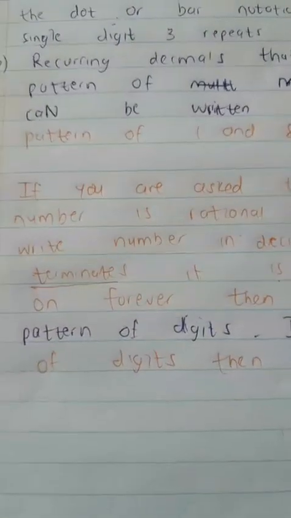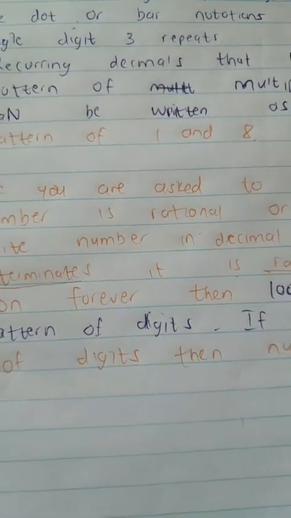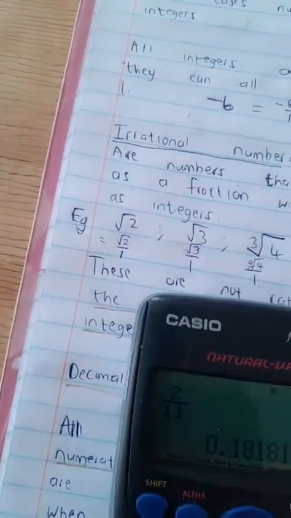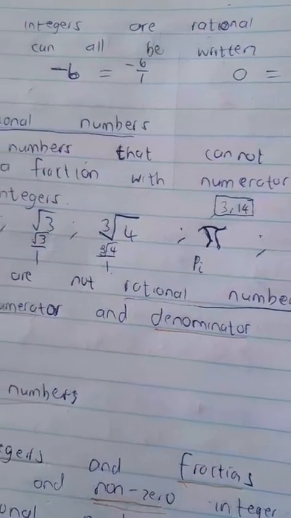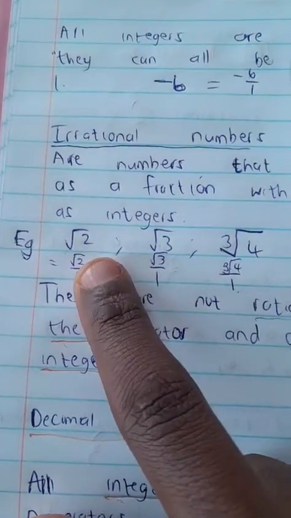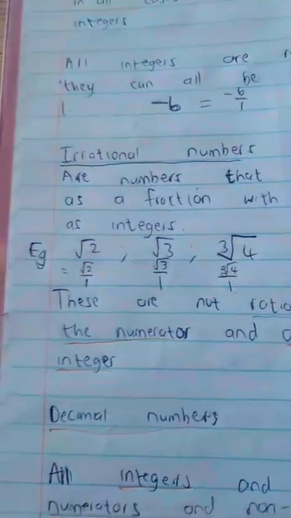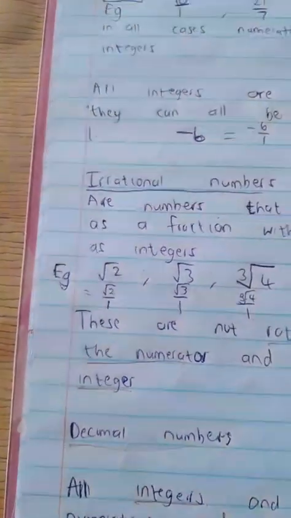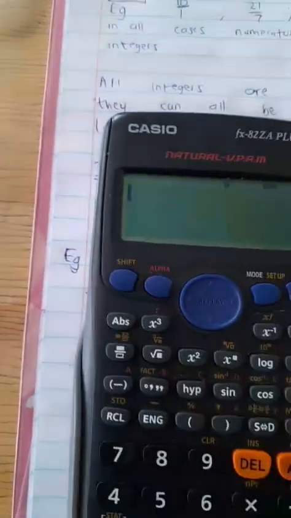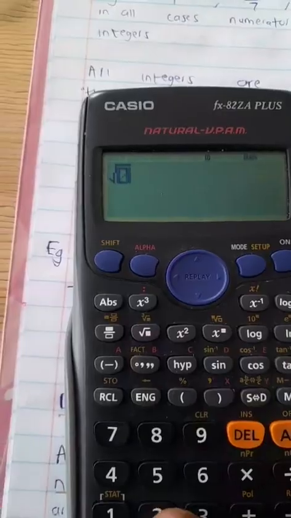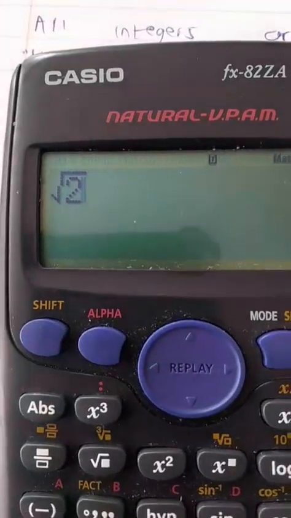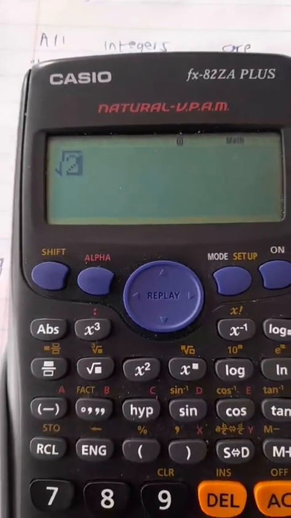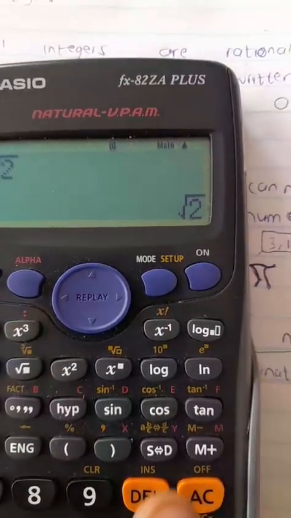So guys, that basically brings us to the end. Hopefully we now have a clear understanding of these types of numbers. I just want to quickly show you irrational numbers, because remember I wrote down these irrational numbers earlier on, and I want to show you the difference in their decimals. So let's look at the square root of 2. If I type in the square root of 2 and press equal, there's the square root of 2. Then I press SD.